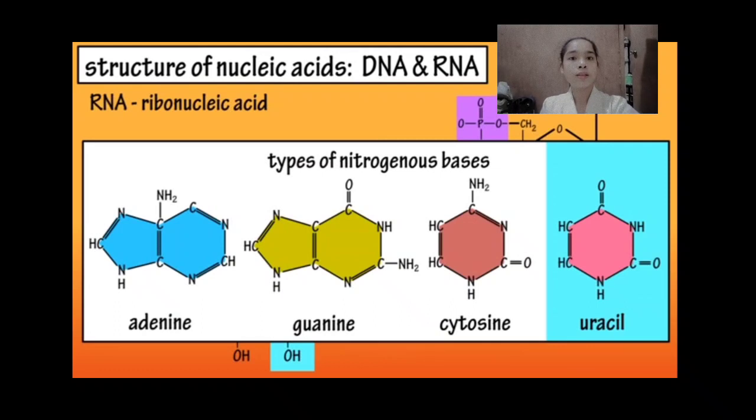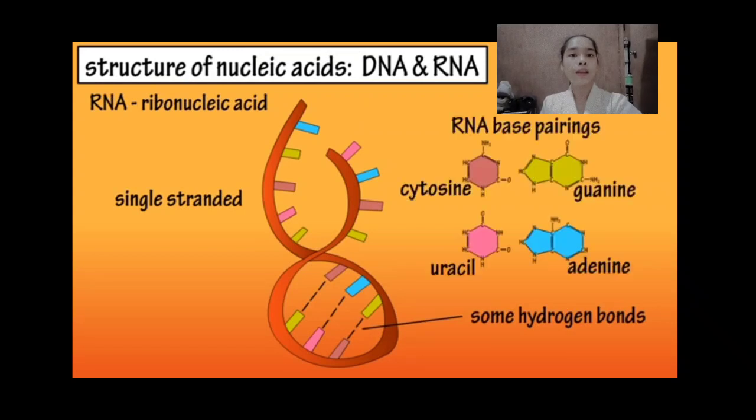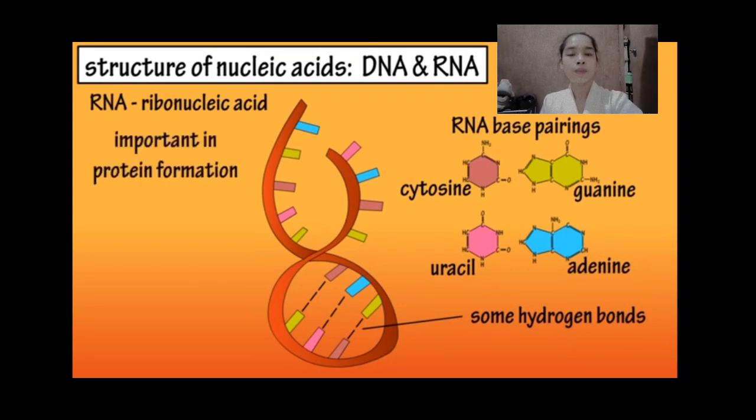Instead, it contains uracil, which is a single ring structure like thymine, making it a pyrimidine base. Most RNA molecules are single-stranded nucleic acids and many times they form a folded compacted structure with some hydrogen bonding taking place within base pairs of the molecules. These pairings are the same as in DNA. Cytosine and guanine are a base pair and uracil takes the place of thymine and pairs with adenine. RNA is extremely important in the process of forming different proteins in the body.